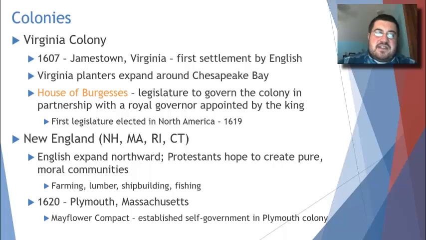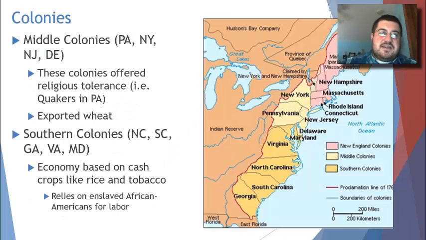And in 1620, the Pilgrims, so to speak, as they're called, land in Plymouth, Massachusetts, and establish the Mayflower Compact, which, a compact is like a document, a trust, but it's basically establishing self-government of the Plymouth colony. So that is also an important document.